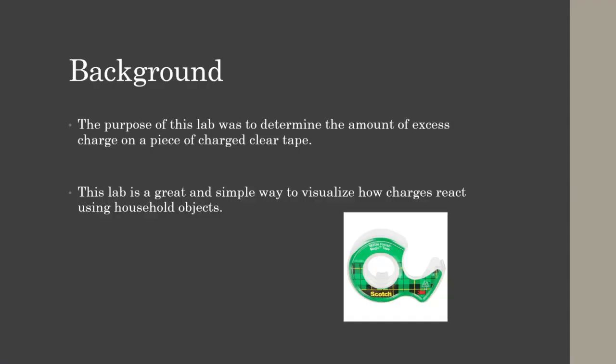So what was this lab? Throughout this lab, we started by charging two pieces of tape, and we placed them near everyday household objects to see if they would attract or repel in order to determine the charge on the tapes. And in the end, we repelled the two tapes with each other and floated one above the other.